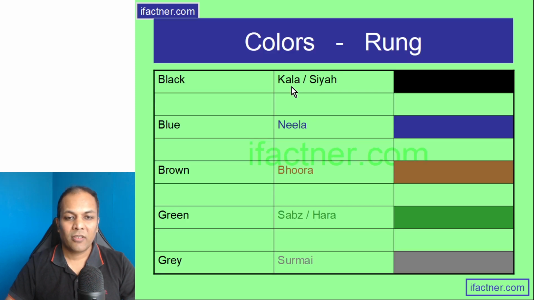Black is kala, syah. Blue is neela. Brown is bhura. Green is sabz, hara. And grey is surmai.